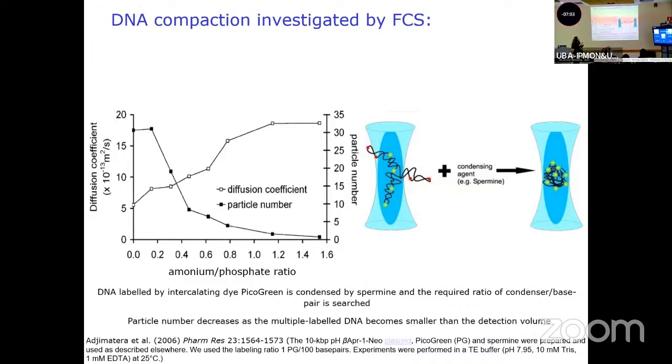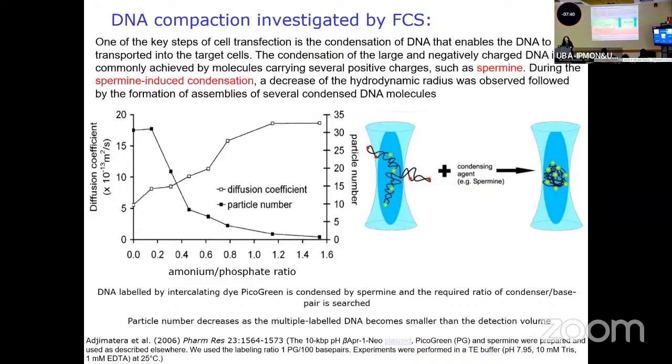And what happens here is that the number of molecules goes down, right? So you're going from many molecules to one observable molecule here. Okay, so this is an experiment. So particle number decreases as the multiple DNA labels become smaller and the detection volume becomes smaller. And this is important in gene therapy because we want to be able to deliver DNA into the cell. The idea is to try to compact the DNA to make it deliverable, right?